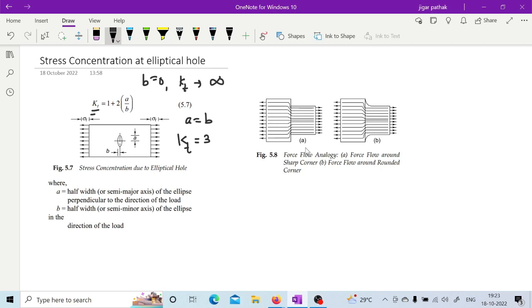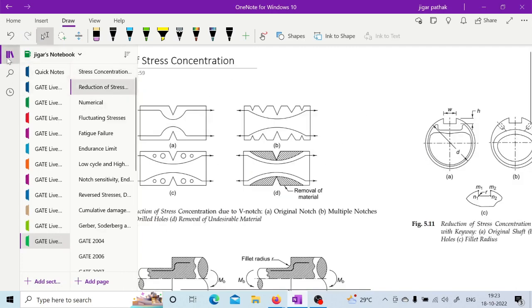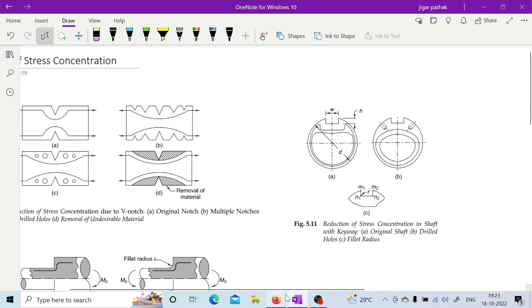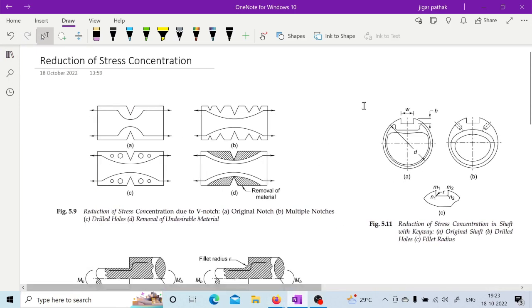And whenever that cross section is going to reduce, there will definitely be an increase in the stress. That is known as stress concentration. As you can see here, these sharp corners have more stress concentration in comparison to this rounded corner, right? So this is how you have stress concentration. Now we can reduce the stress concentration by applying certain methods for different kinds of geometries.